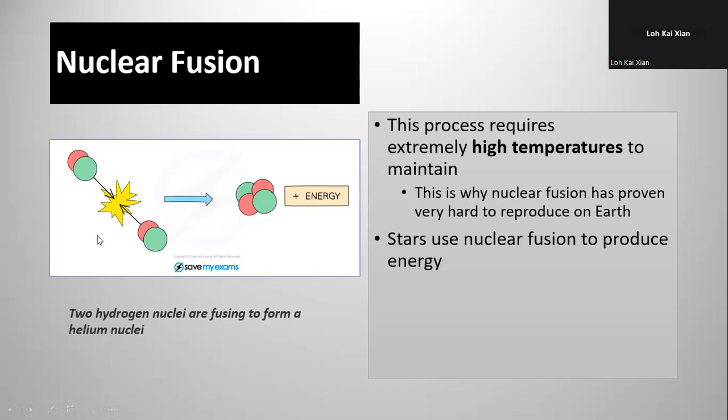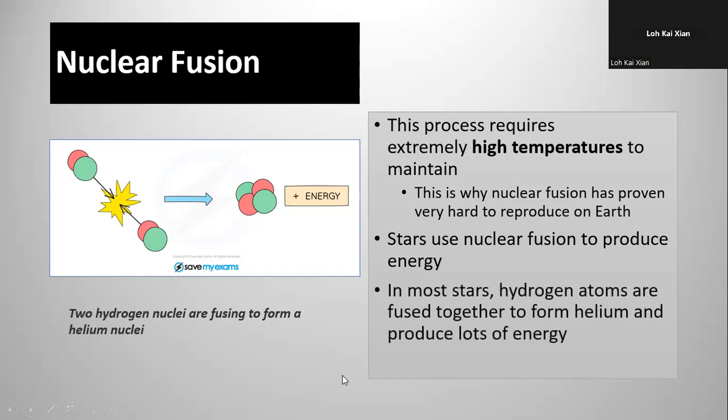Stars use nuclear fusion to produce energy. In most stars, hydrogen atoms are fused together to form helium and produce lots of energy. So you have helium from the two hydrogen. This is deuterium, forming helium, and then energy is released.